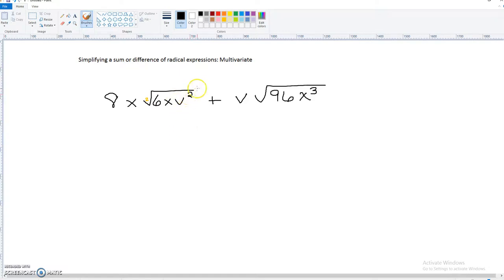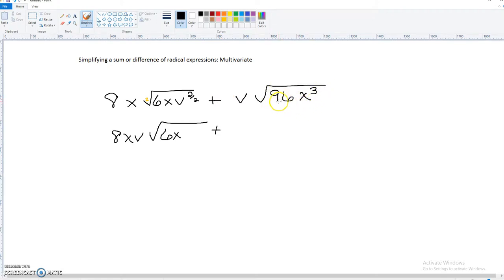Now the V, we can take out. And there's 2, so remember we're dividing by 2. So that comes out of the radical. So now we have 8xv square root of 6x. Okay, so that's simplified. So now let's look over here.